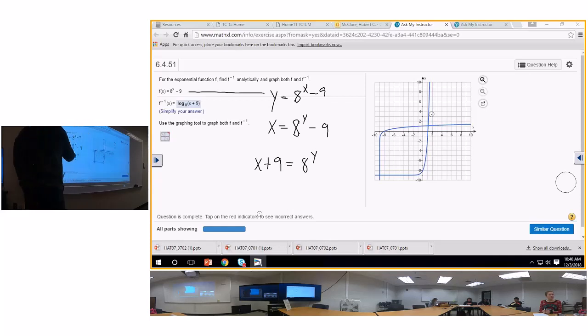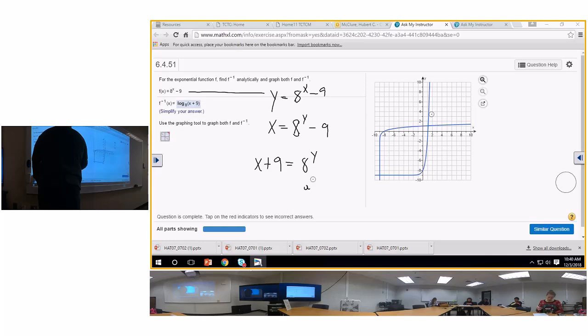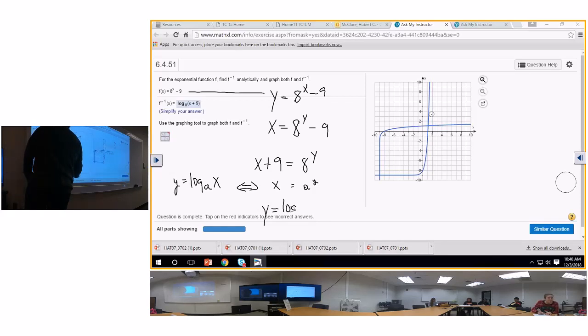And what do you have? The definition of a logarithm. This is a, this is y, and this is x. What's the definition of a logarithm? Y is equal to log base a of x. All right, so y is equal to log base what? 8 of what? Of x plus 9.